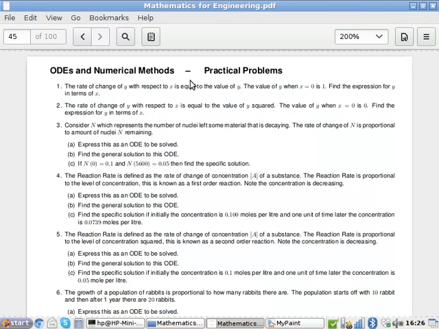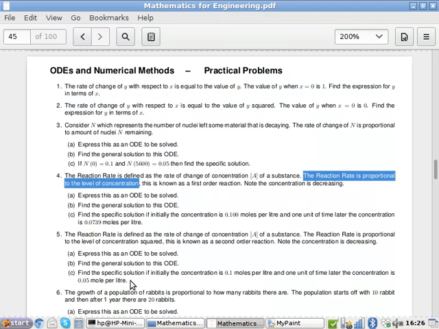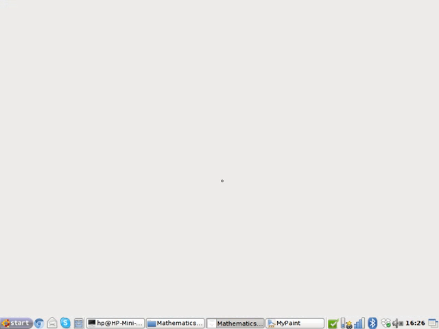The reaction rate is proportional to the level of concentration. So, Andrew, would you know what that means as a formula? The reaction rate is proportional to the level of concentration. So what would that be?